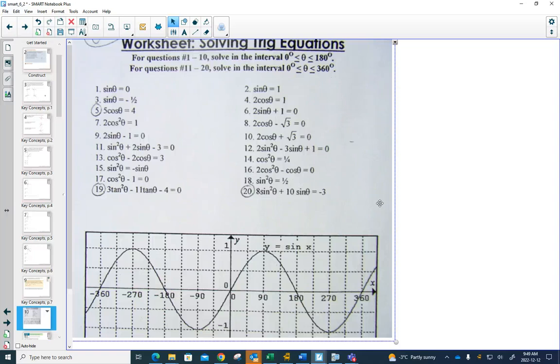Even though they don't have the example, what's going to happen here is we're going to solve these equations, and only the ones that are circled are going to use your calculator. The rest of them, you have to use your special triangles or the values that we looked at the end of class on Friday with 0 degrees, 90 degrees, 180 degrees, 270 degrees, and 360 degrees.